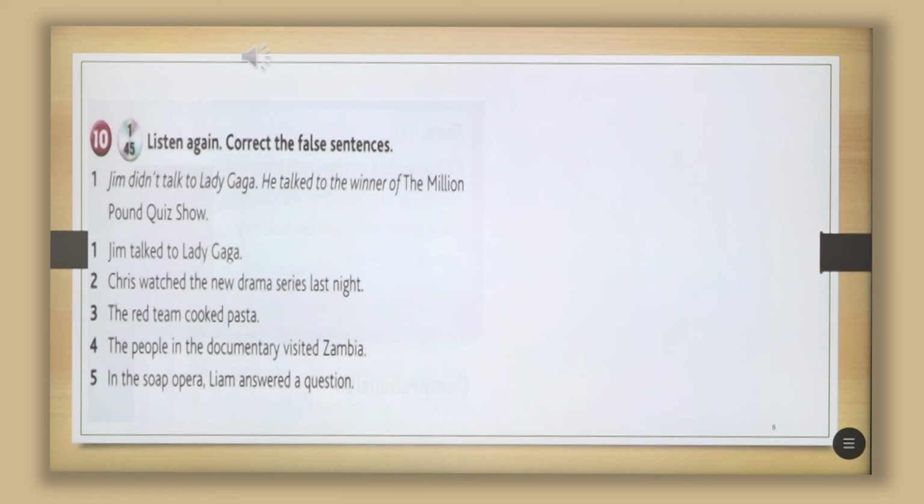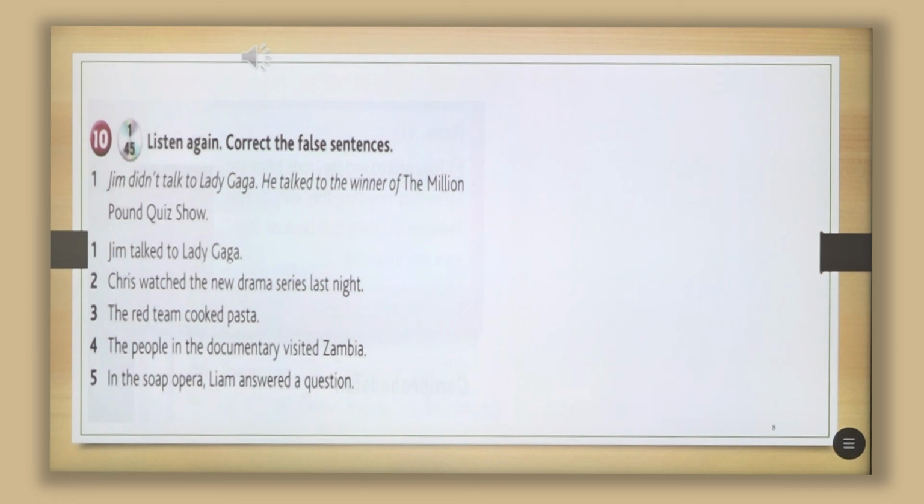4. I watched the documentary last night. Did they visit Zambia again? No, they didn't. They visited South Africa. 5. Did you watch the cartoons? No, I didn't. I watched the soap opera, R Street, with my mum. Oh no! I like that programme and I missed it last night. Did Liam answer Yvonne's question? Yes, he did.